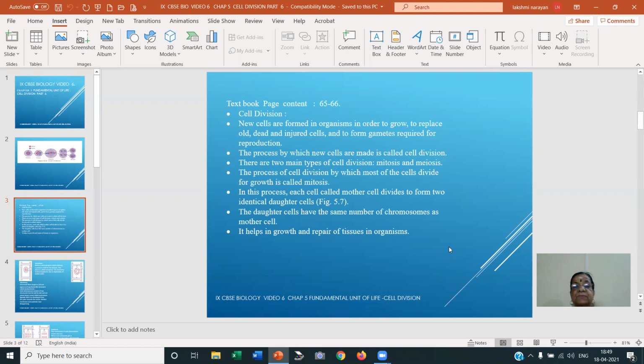Now, textbook page content 65 to 69. Just follow it. Cell division is what is given in our textbook. It may be the 2021 edition; I am not sure which textbook you have, but still I have given this. Cell division: new cells are formed in organisms in order to grow, to replace old, dead, and injured cells, and to form gametes required for reproduction. Mitosis takes place for this.